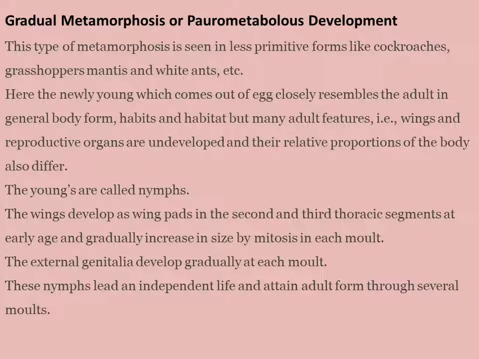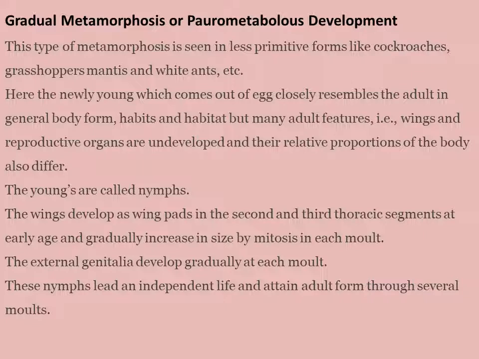In this type of metamorphosis, which is seen in less primitive forms like the cockroaches, grasshoppers, mantis, and white ants, the newly young which comes out of the egg closely resembles the adult in general body form, habits, and habitat. But many adult features, that is, wings and reproductive organs, are undeveloped, and the relative proportions of the body also differ. The young ones are called nymphs.